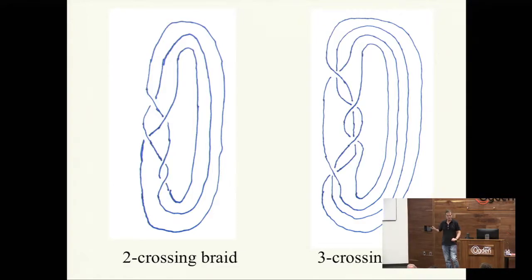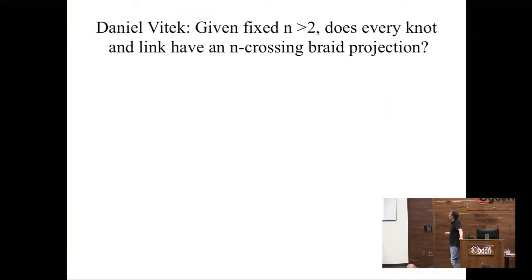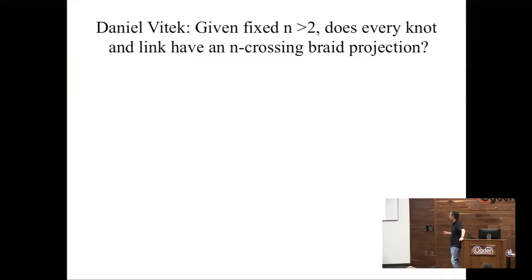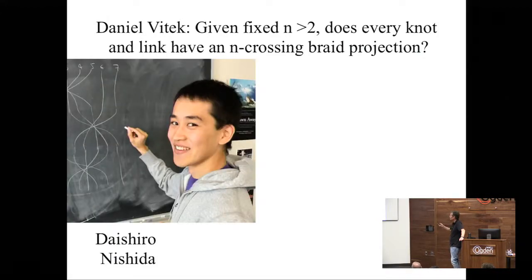And that student I mentioned before, Daniel Vitek, he asked the following question. Given any fixed number n greater than 2, does every knot or link have an n-crossing braid projection? So does it have a projection like this one on the left for 3, a 3-crossing braid projection, okay? And so he asked that of one of my students, Daishiro Nishida, who just did an undergraduate thesis with me over the last year.